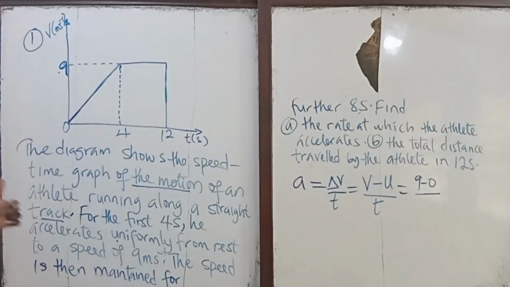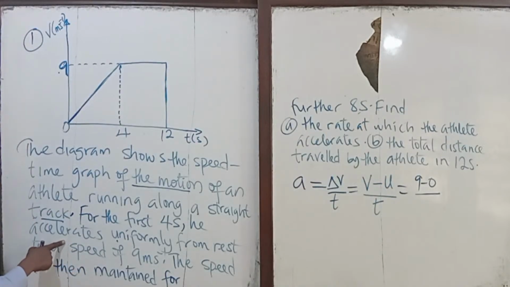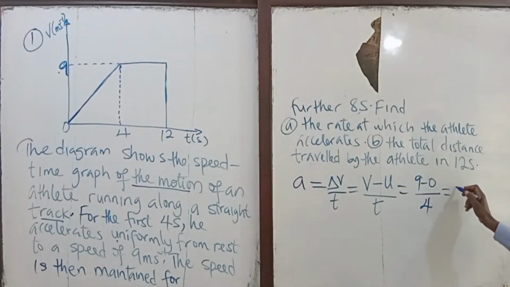You can see from the question, they said for the first 4 seconds, he accelerates uniformly from rest to a speed of 9 meters per second. So the difference in the speed is 9, and it does that in 4 seconds, and that will be equal to 2.25 meters per second squared.